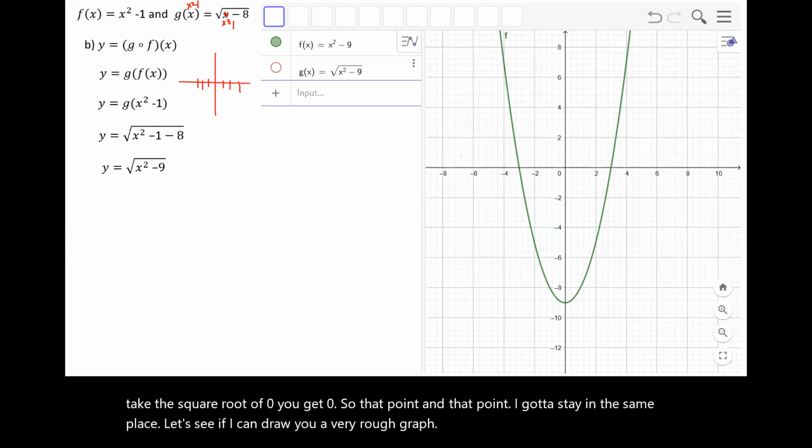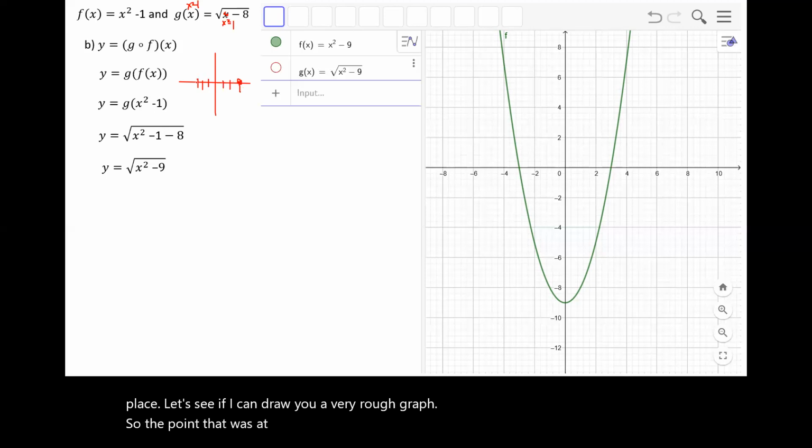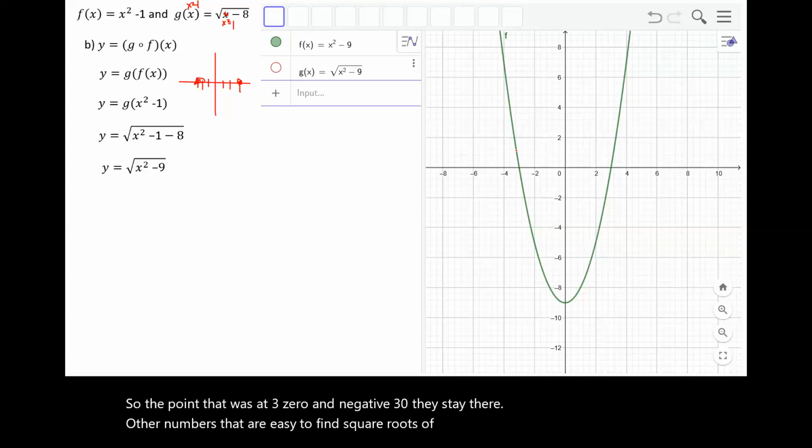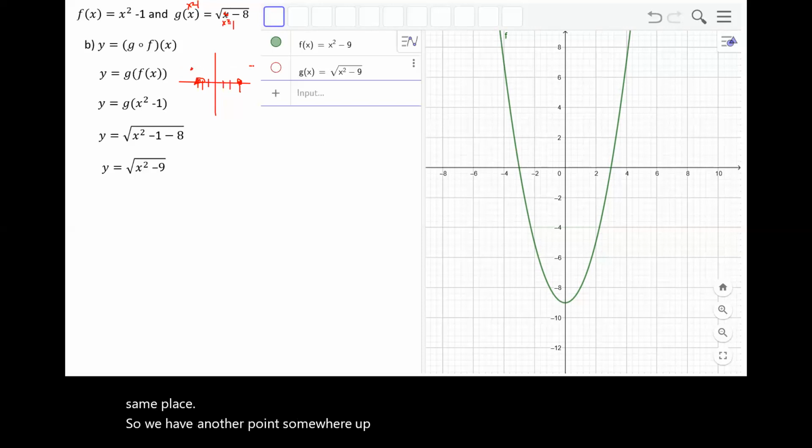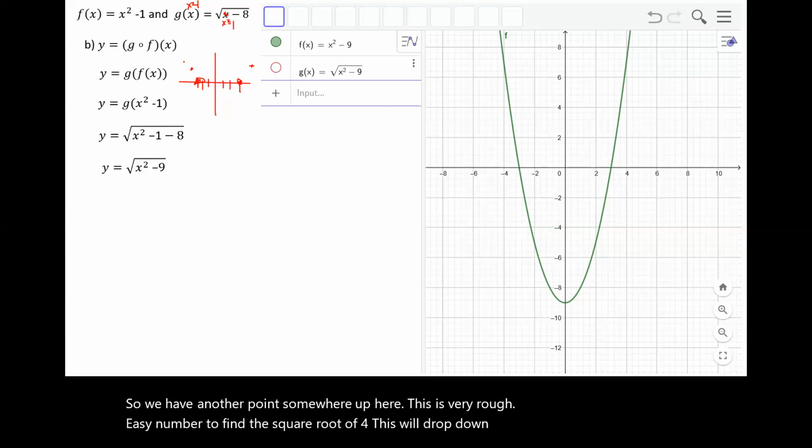So the points that were at (3, 0) and (-3, 0) stay there. Other numbers that are easy to find square roots of are 1, so this point will also stay in the same place. So we have another point somewhere up here. This is very rough. An easy number to find the square root of is 4. This will drop down to 2. So the number that was at 4 is going to drop down to 2.